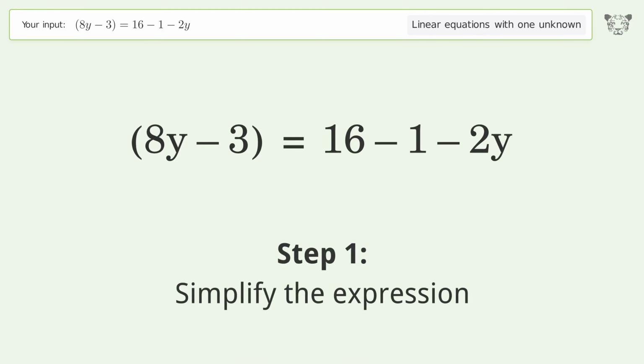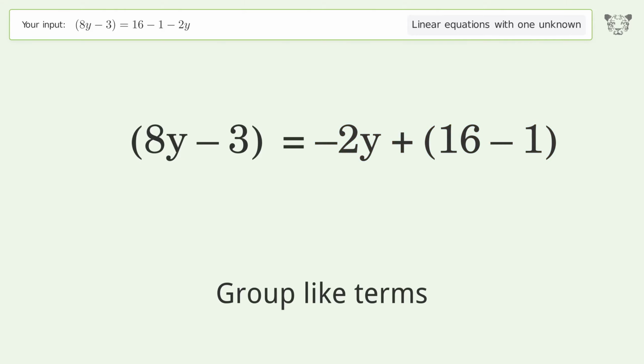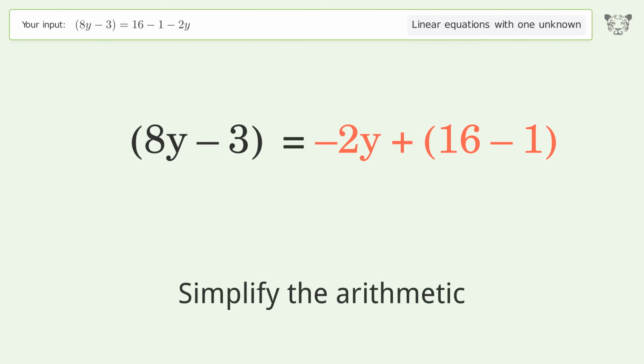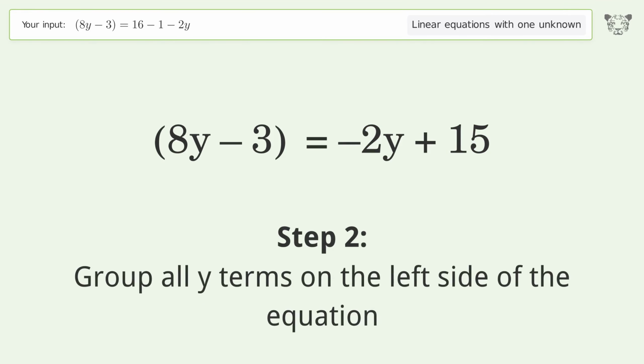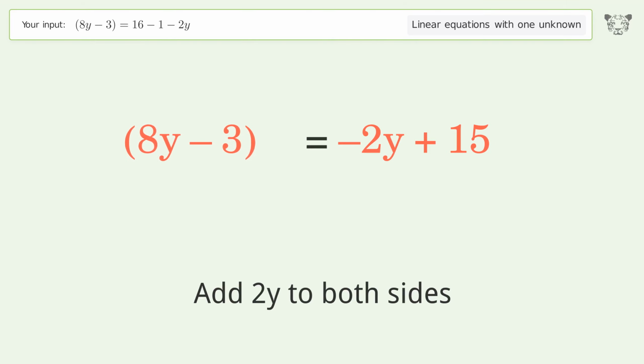Simplify the expression. Group like terms. Simplify the arithmetic. Group all y terms on the left side of the equation. Add 2y to both sides.